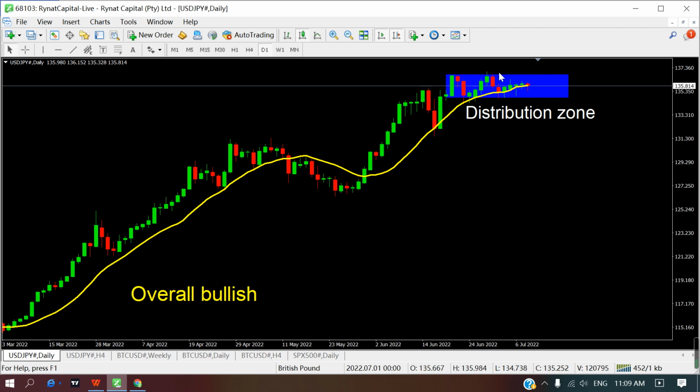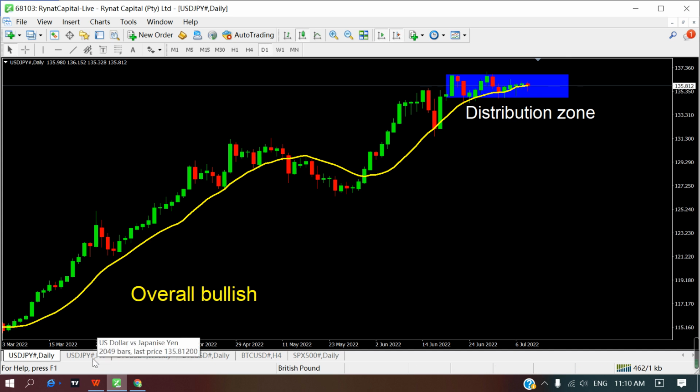So the price is in a distribution zone, and next, if the price breaks downward through the support, the 14 days MA, then the price may show a bullish or bearish engulfing pattern. In this case, the price may get more pullback if it breaks downward through the distribution zone, and if it breaks upward through the distribution zone, then the pullback is ended. The price will go up again.